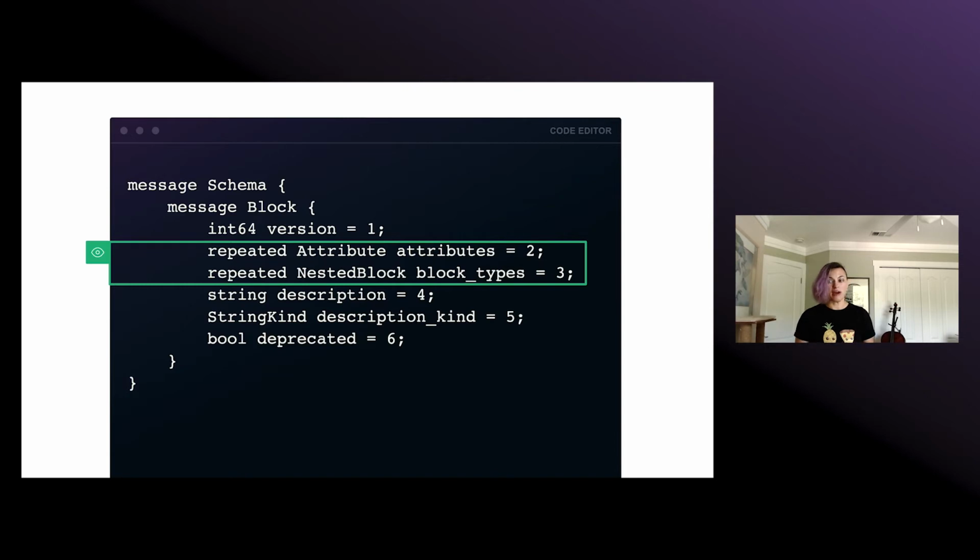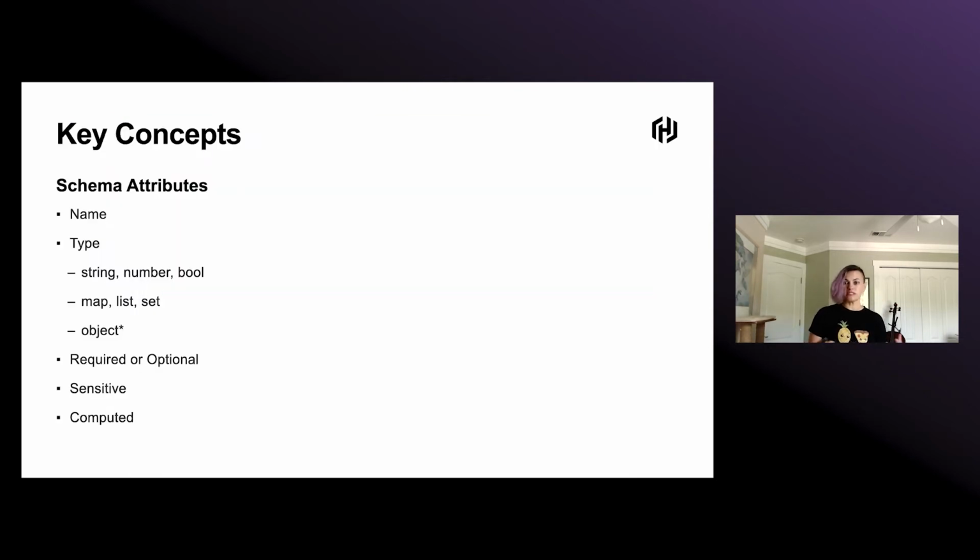Now let's talk a bit about attributes. An attribute in the schema has some basic information. So attributes are those arguments. It's got a name. I've got the type, the expected type of the attribute. Now in the SDK, an attribute can be a string, number, or Boolean. It can be a map, list, or set.